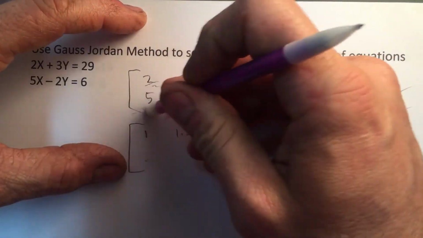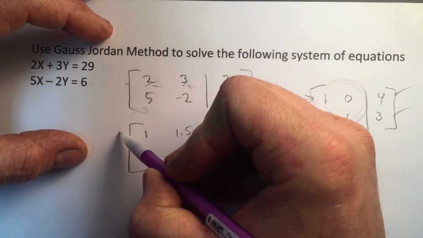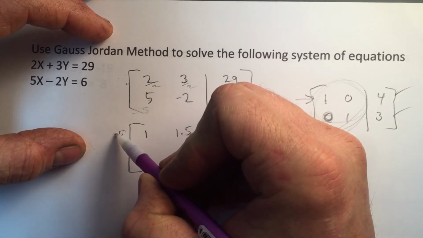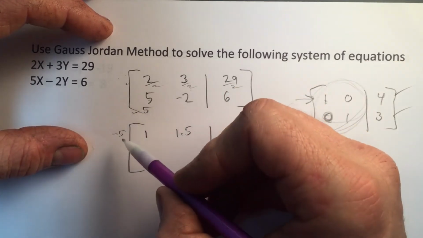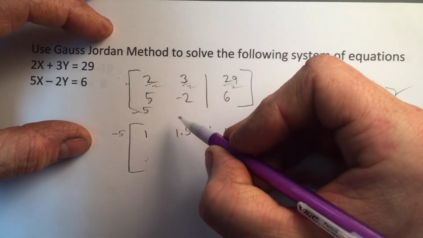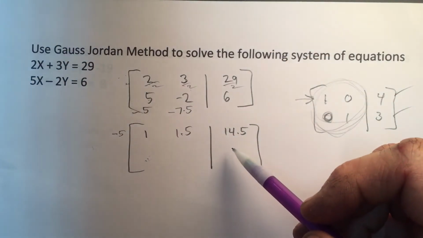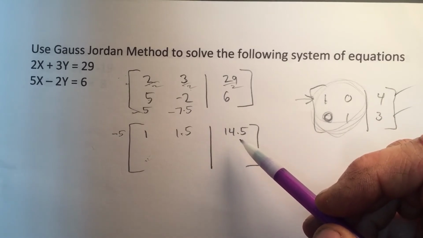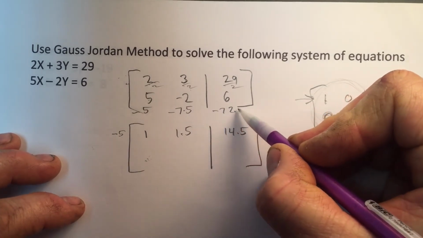So what I'll do then is take this row here, which I've already got locked in place, and I'm going to times it by negative 5. That way negative 5 times 1 would be negative 5, and then I can just add my rows together. So negative 5 times 1 is negative 5. Negative 5 times 1.5 is negative 7.5. Negative 5 times 14.5 is, let's see here, I don't want to make a mistake. Negative 72.5.